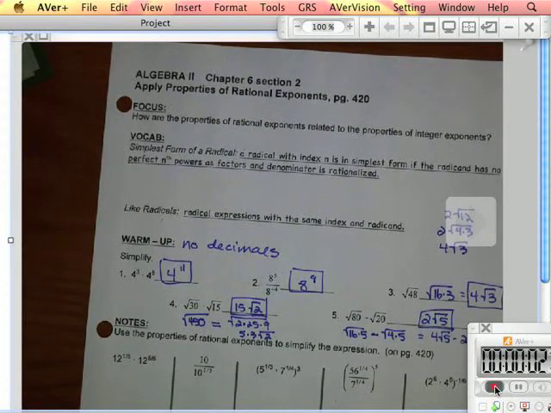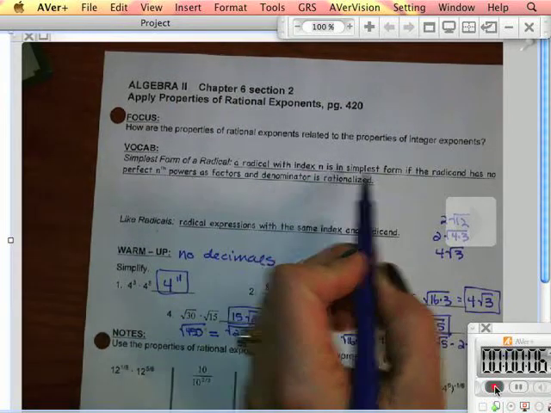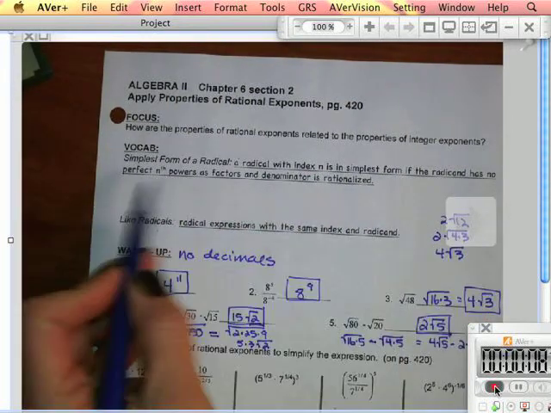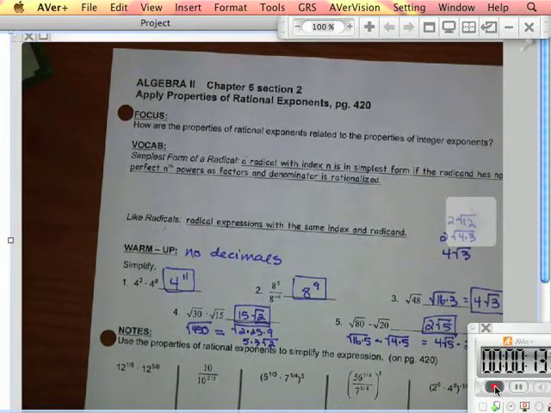Simplest form of a radical. A radical with index n is in simplest form if the radicand has no perfect nth powers, and so on. So let's just define what these things are.